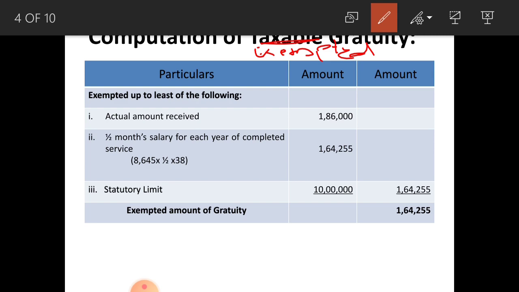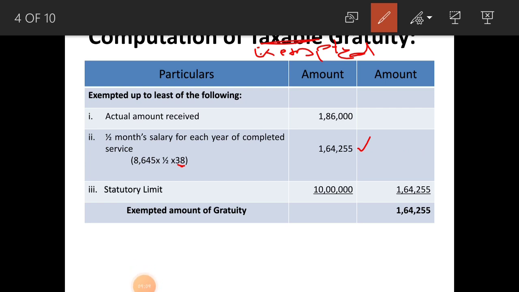First, actual amount received was 1,86,000 as gratuity. Next one, half month salary for each year of completed service. You already calculated average salary, that is 8,645 into half, that is half month salary, and number of years of service 38. You have to ignore the fraction of years even though it is more than 6 months, that is why 38 years. So the average half month salary amounts to rupees 1,64,255, and statutory limit is 10 lakhs under not covered by the Gratuity Act.